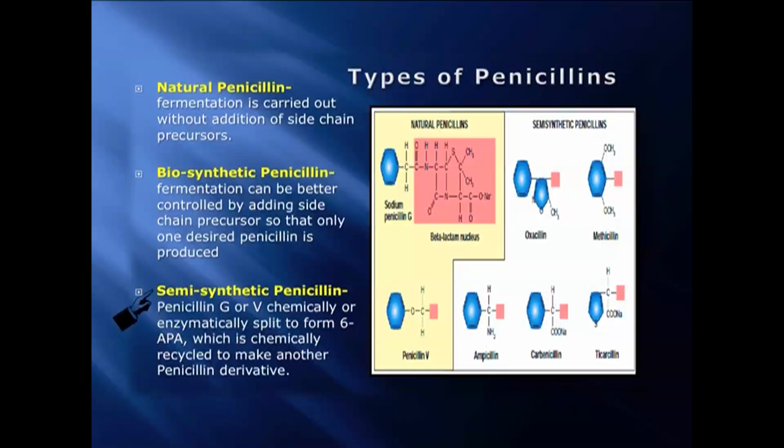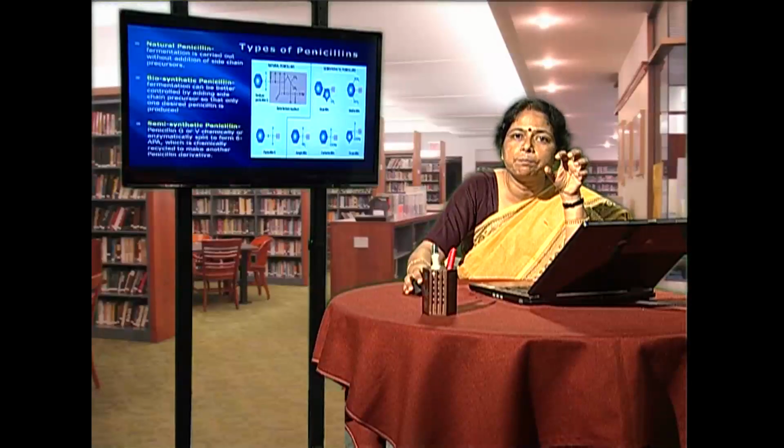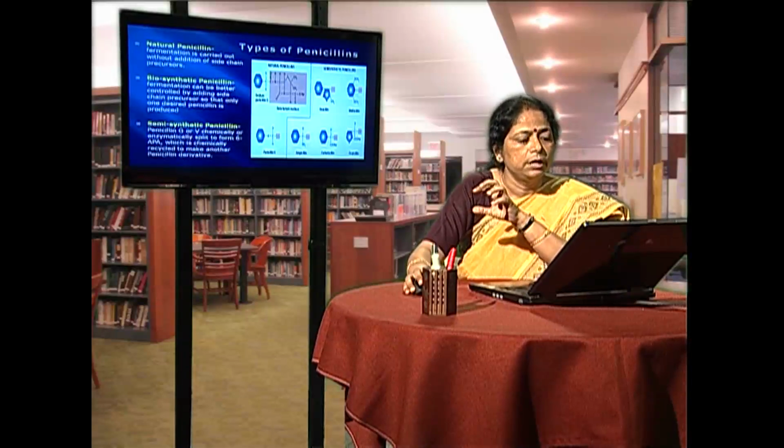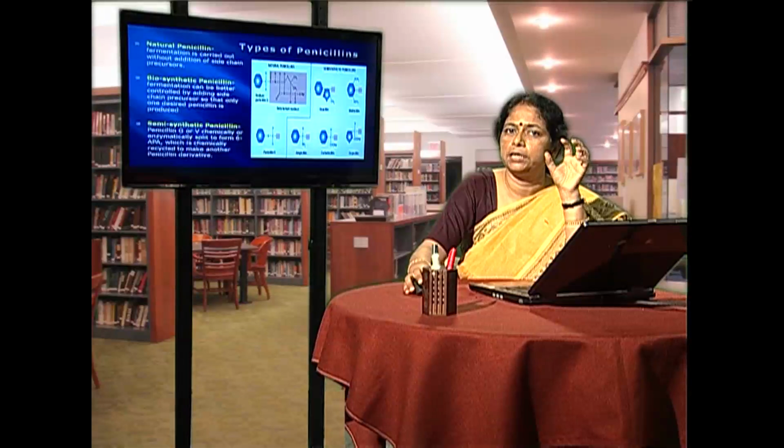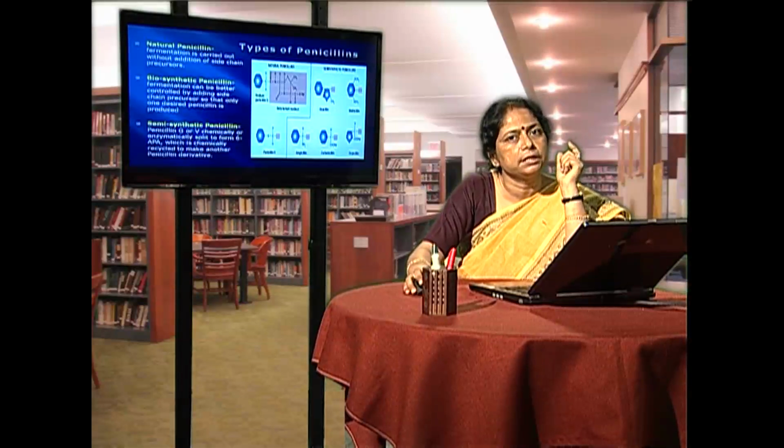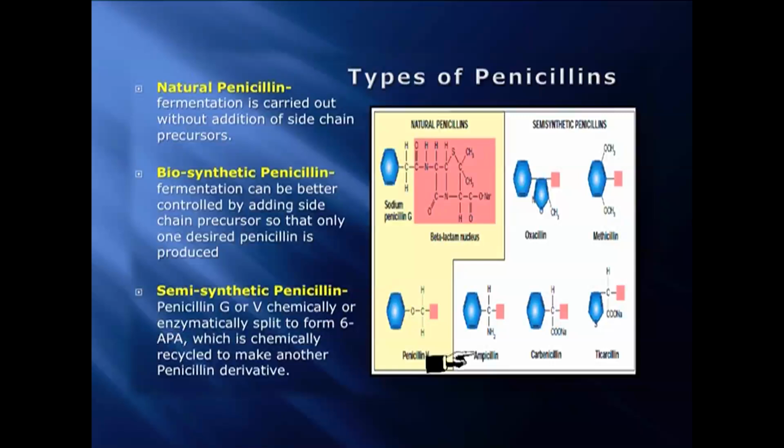In semi-synthetic penicillin, what is done is the natural penicillin or sometimes the biosynthetic penicillin are taken. For example, penicillin G or penicillin V is taken. It is chemically or enzymatically split to form 6-APA. That is, the basic structure of the penicillin remains, because it is due to this 6-APA it has got the antimicrobial activity. So 6-APA when attached to some other group makes a derivative of the penicillin, and this is called the semi-synthetic penicillin. Here we can see the semi-synthetic penicillin like ampicillin, oxacillin, then methicillin. They are all semi-synthetic penicillin.